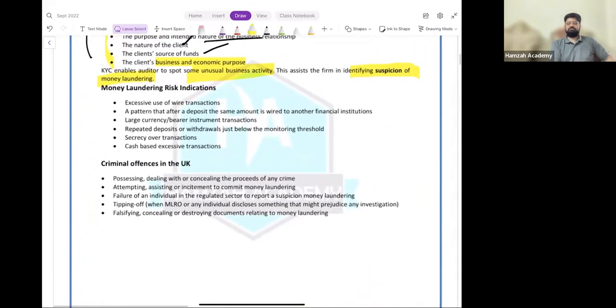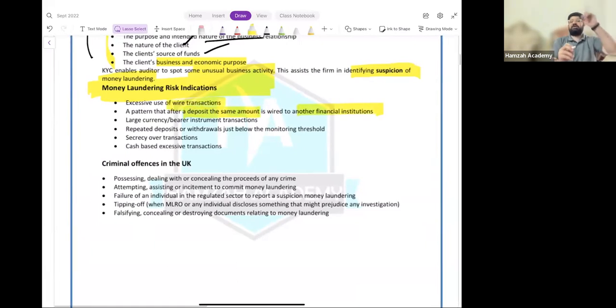Now, money laundering risk indicators. What are the indications? What are the symptoms? If they are present, there is a chance that money laundering is taking place. The company is doing cash-based business. I told you, what is deposited in one account is wired to another account. Excessive wire transactions. Large bearer transactions.